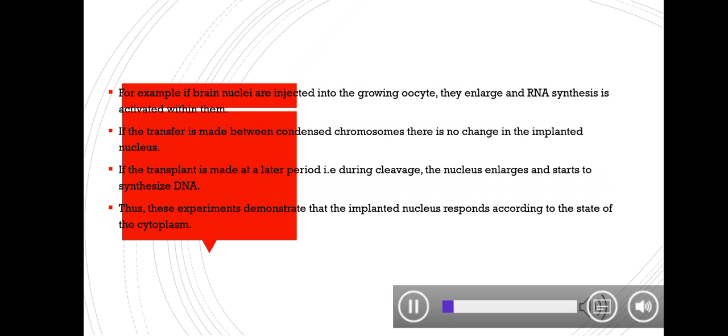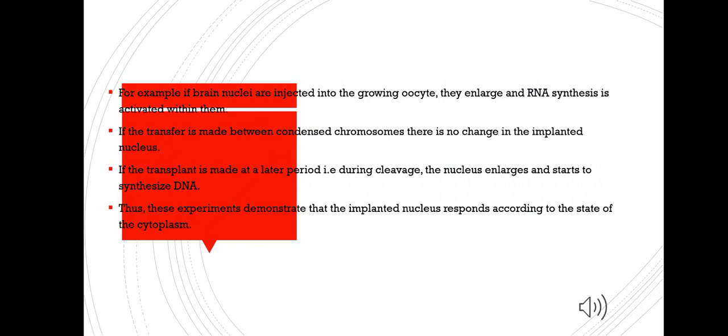For example, if brain nuclei are injected into the germinal vesicle of the oocyte, they enlarge and rRNA synthesis is activated within them. If the transfer is made into eggs with condensed chromosomes, there is no change of the implanted nucleus. If the nucleus is transplanted later, during cleavage, the nucleus enlarges and starts to synthesize DNA. These experiments demonstrated that the implanted nucleus responds according to the state of the host.